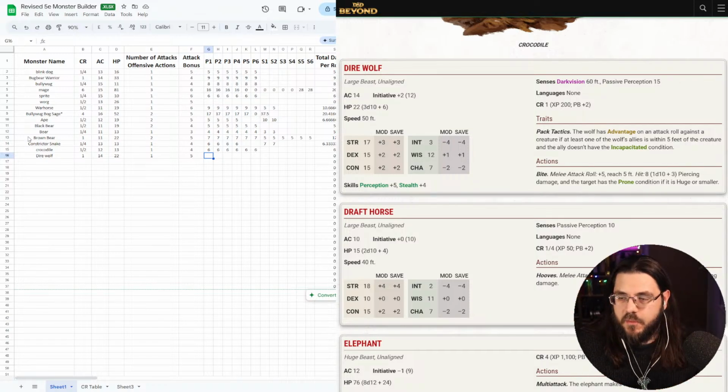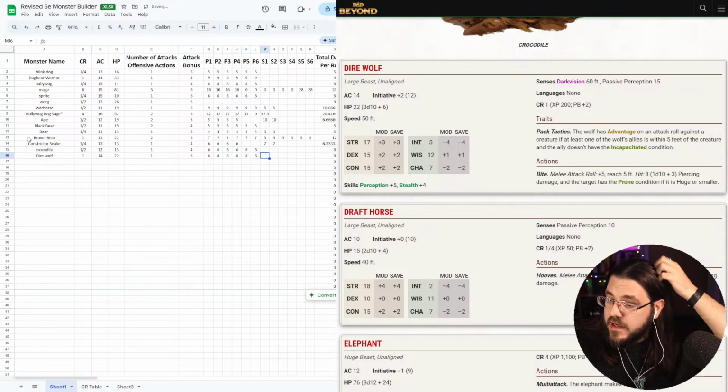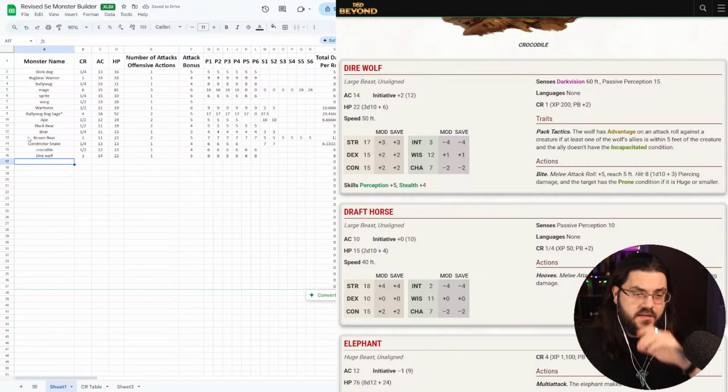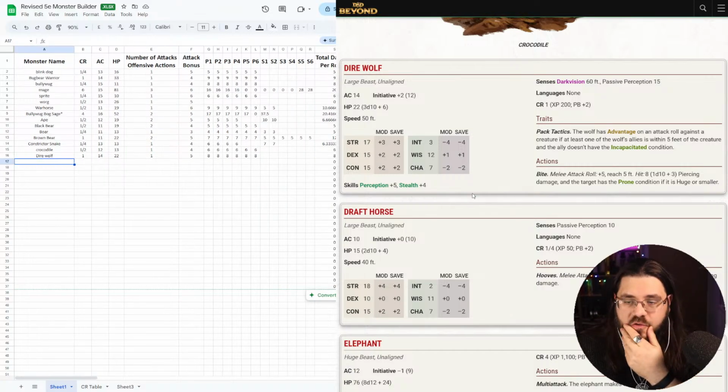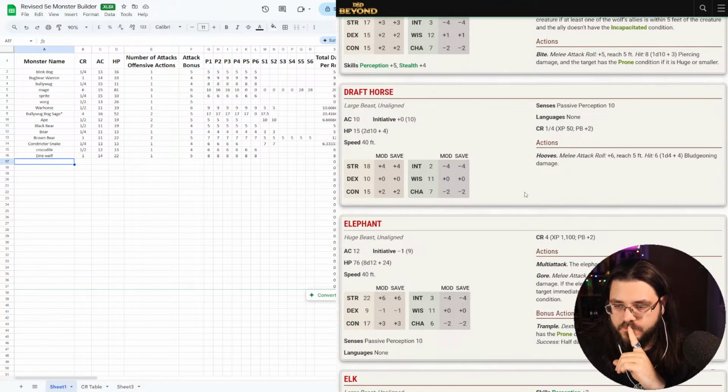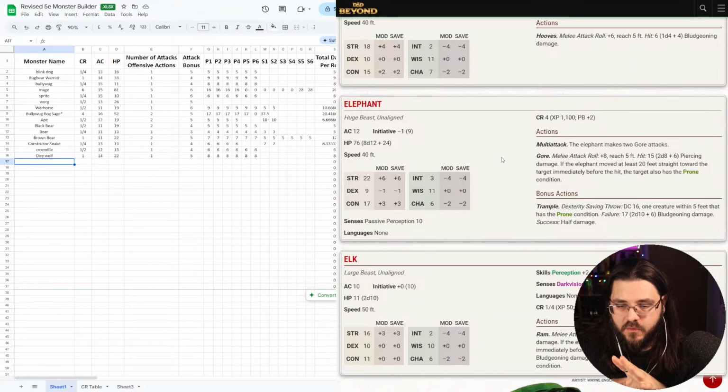So +5 to hit, 8 damage, and it has no secondaries. It does get pack tactics. Pack tactics did impact the CR in 2014. No idea if it will anymore. Draft horse, we don't need to worry about.